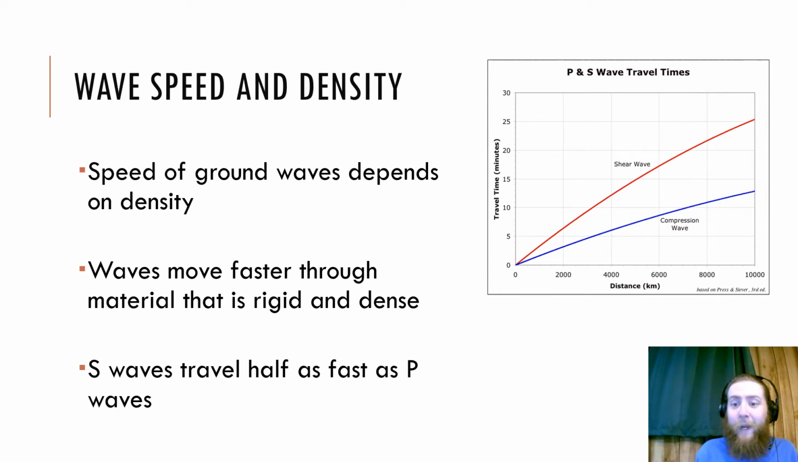P and S waves do not travel at the same speed. It depends on the density of the materials around them, but waves move faster through things that are rigid and dense, that are closer together. And S waves move much slower. S waves are up here on this red, moving much slower than compressional waves. These guys are moving the same distance, but it's taking double the time for the S waves than it is for the P waves.